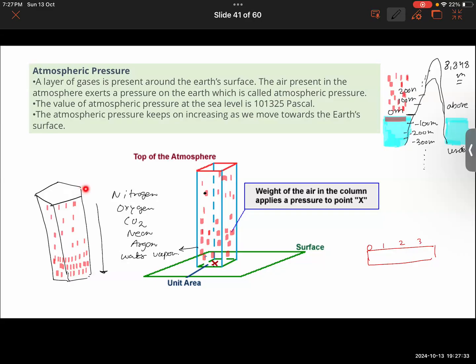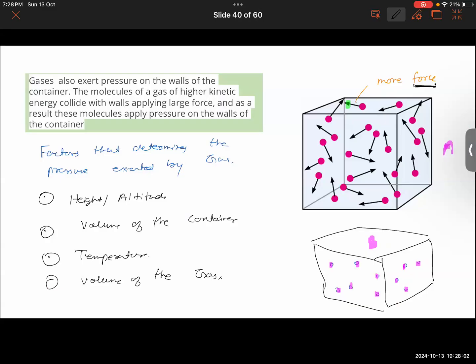That is one thing. Further, the weight of the air on a given unit area will be more. The air molecules also have some weight. If you have one or two air molecules, it will be insignificant, but if there are so many air molecules, they will have some weight. So the weight of the air in this column will apply more pressure at this given unit area. Hope this clears your doubt.